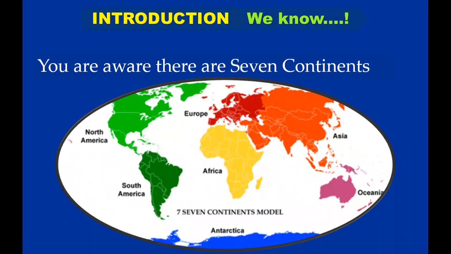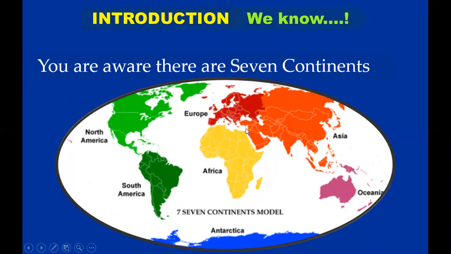Now in this map you can see the 7 continents. Let us locate Europe. The red color is Europe, and let us see the continents surrounding Europe. Towards the east we have Asia, towards the west we have North America, and in the south we have Africa. So these are the continents which are surrounding Europe.